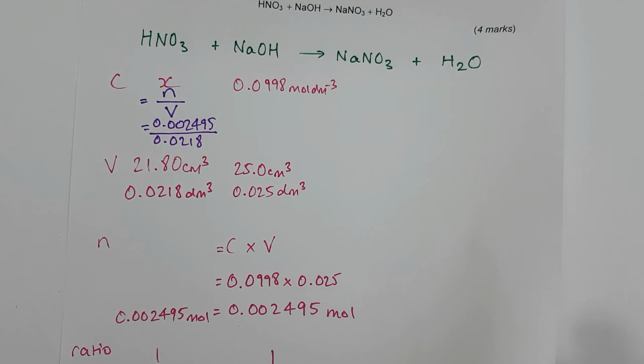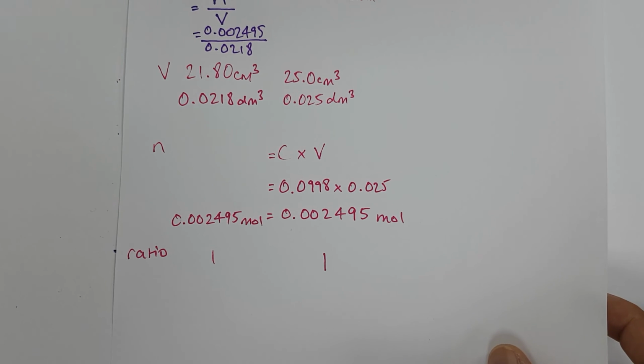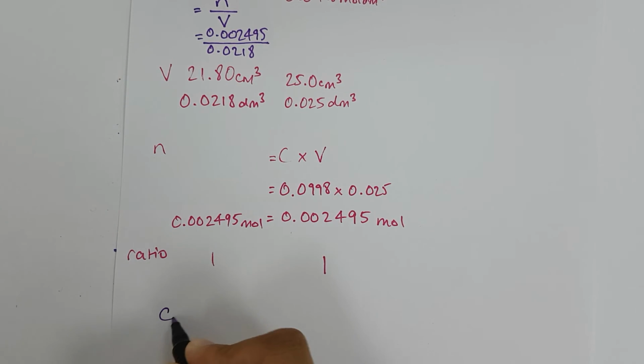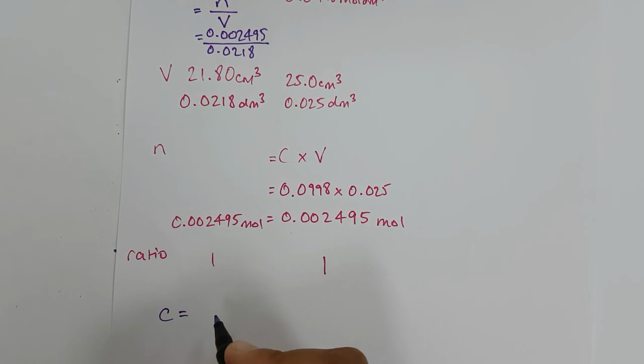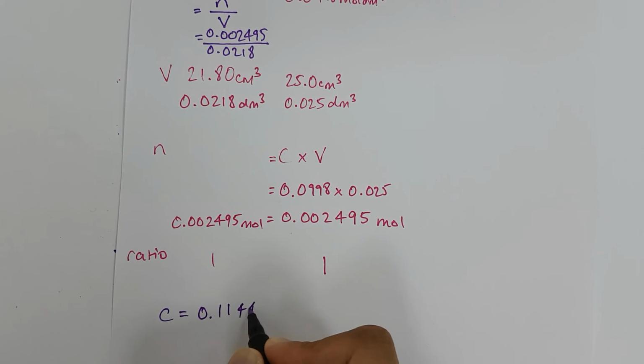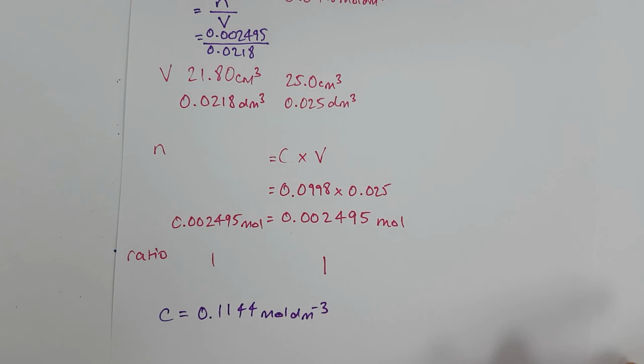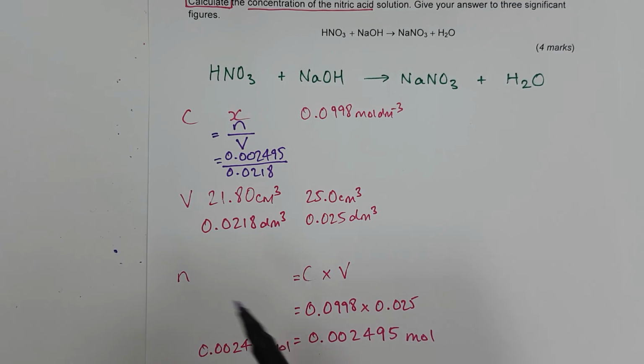Because we're running out of space, I'll just move to the bottom here. The concentration is equal to 0.1144 moles per dm cubed. So that is the concentration of our nitric acid.